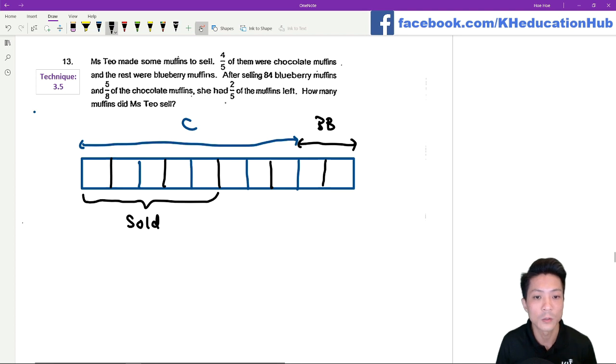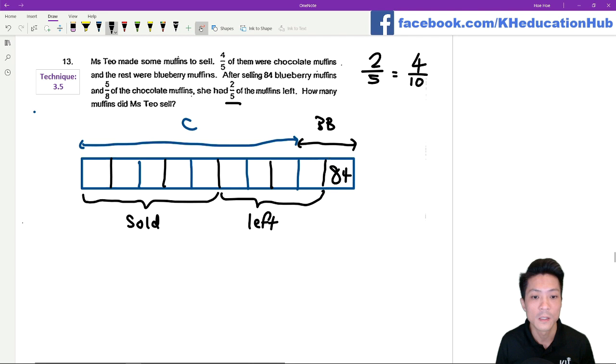She had 2/5 of the muffins left. 2/5 is also equal to 4/10. The reason why I want to change it to out of 10 is because now the total units, after cutting it into half, became 10 units. So which means that 4 units were left. One, two, 3 left. Which means that this is the 84 that's sold, for the blueberry muffins.